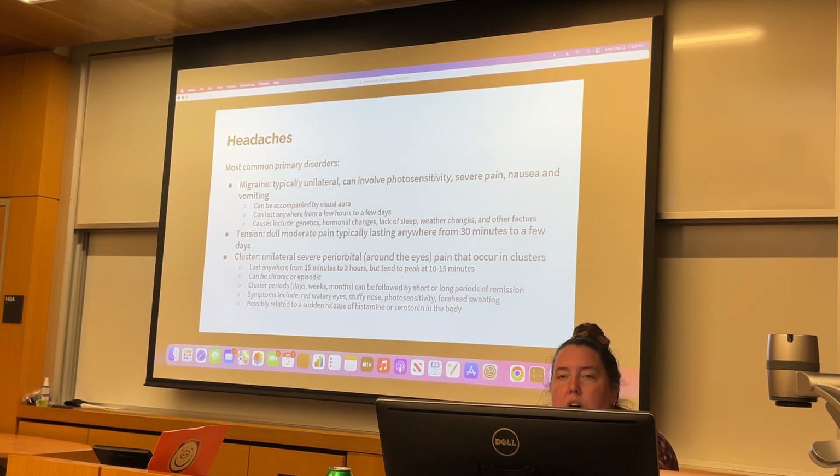So you have a bunch of these over the course of days, weeks, or months, and then you have periods of remission. And your remission can also be days, weeks, or months. Although it does tend to be on the longer side. So you'd suffer for 3 days, maybe you get a remission for a few weeks or something like that. Symptoms include red watery eyes, stuffy nose, photosensitivity, and forehead sweating. It is possibly related to a sudden release of histamine or serotonin in the body.